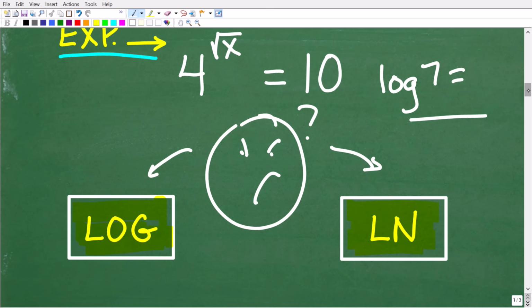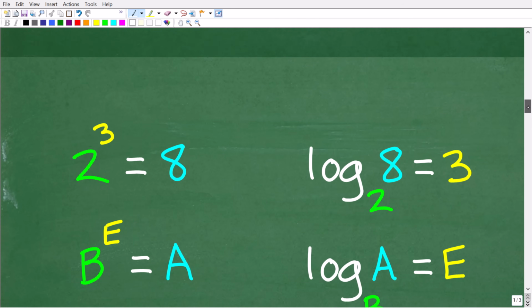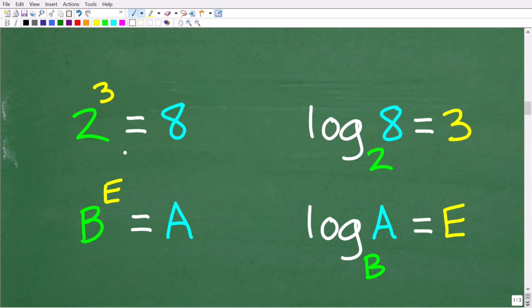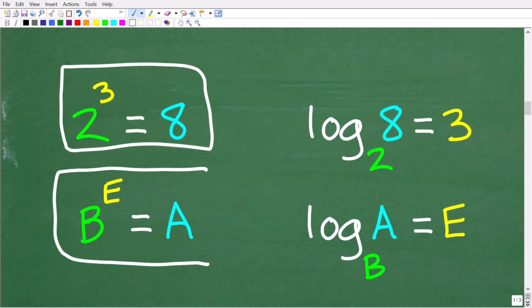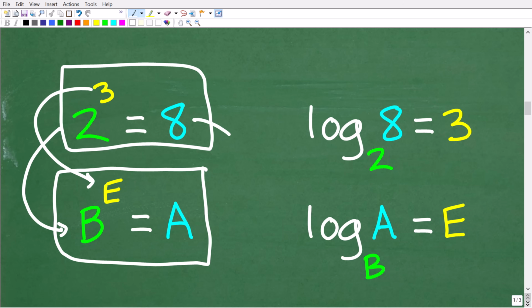But let's talk about what an actual logarithm is. Okay, so let's take a look at this example right here. So we have 2 to the third power, and this is equal to 8. Just to make sure we understand the terminology, 2 is the base, we have a power right here, 3 is the exponent, and the answer here is 8. Okay, so when we have a base to a certain exponent, that's going to be equal to an answer. But here's the thing. Every exponential or power situation we can express as a logarithm.